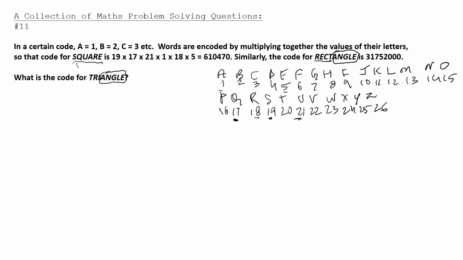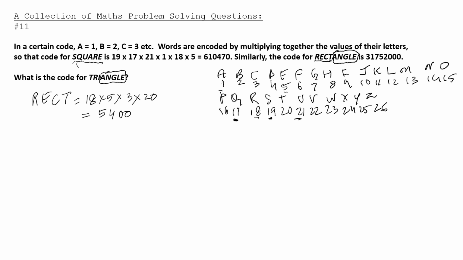I can do that if I first find out what ANGLE would be, and what RECT would be. So RECT gives 18 times 5 times 3 times 20, and if I multiply these I get 5400.